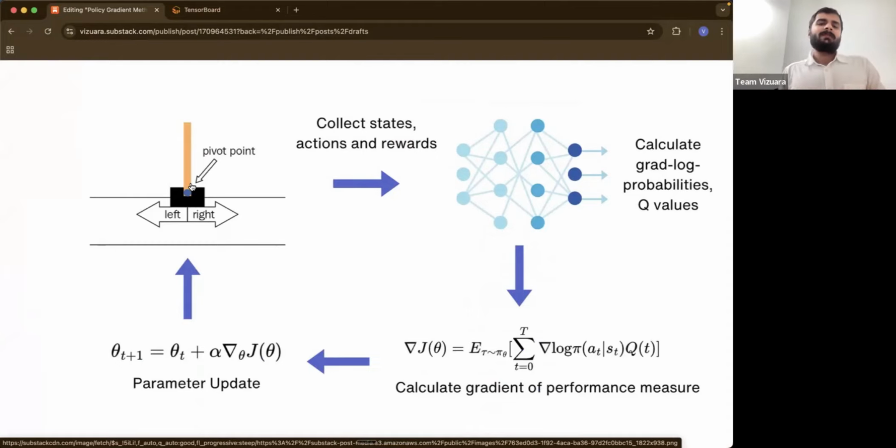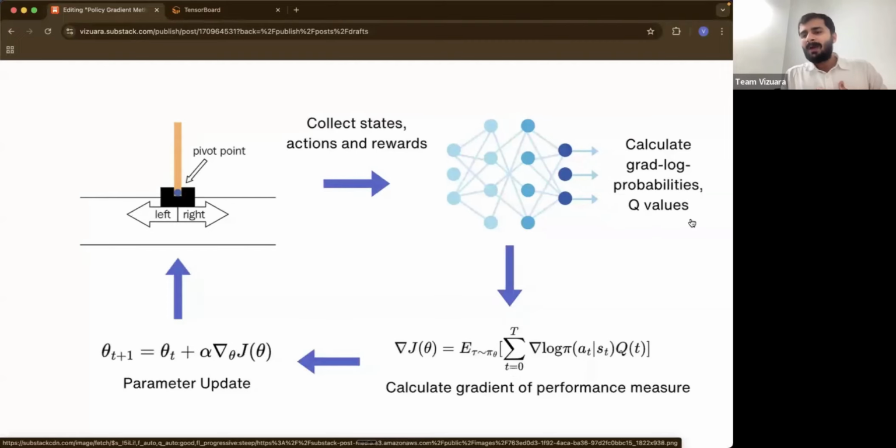Initially, I'm going to initialize the weights of my neural network in a very arbitrary fashion, so there will be random weights. The actions which my agent is taking will also be completely random. Initially I'll collect some observations which will probably be very bad because my agent is not yet trained. And then I will use all that information to calculate the Q values or the G values and the grad log probabilities.